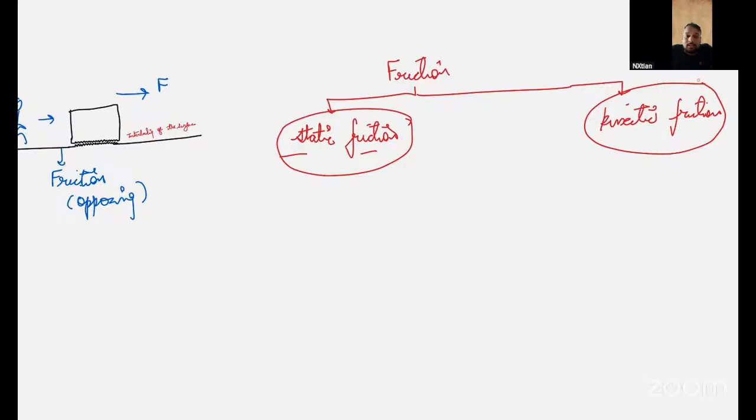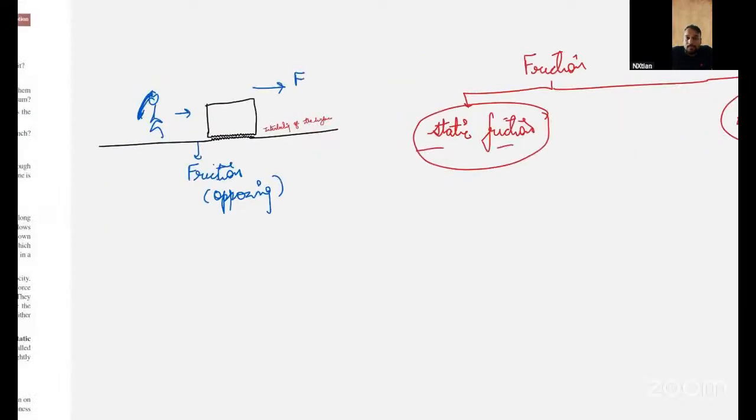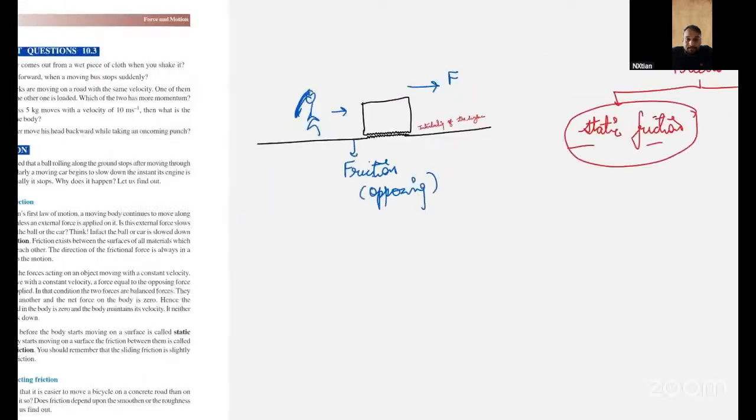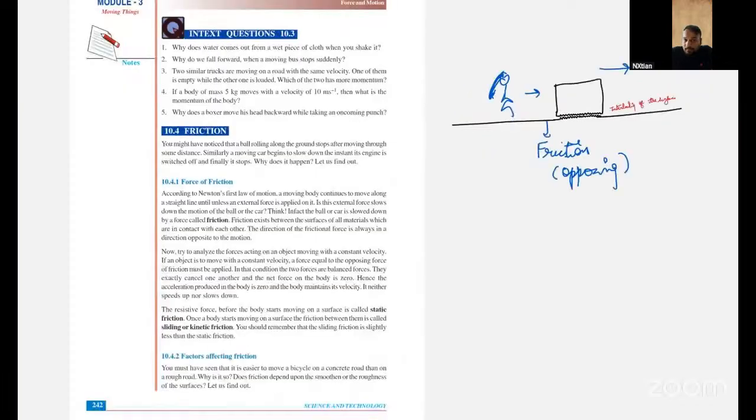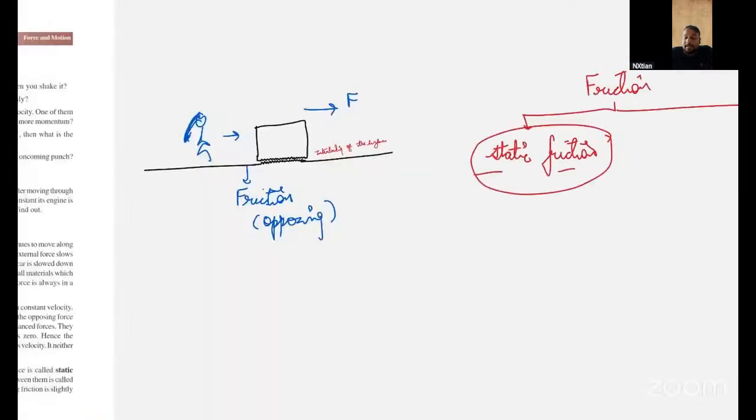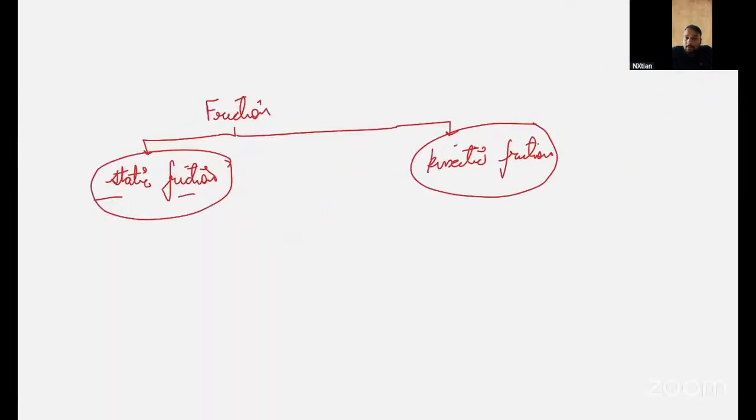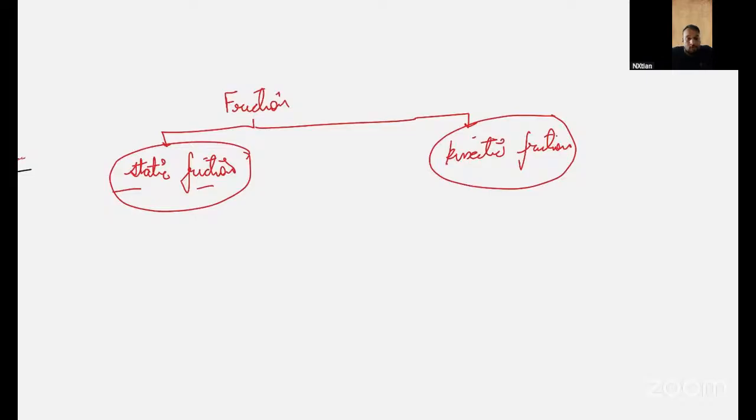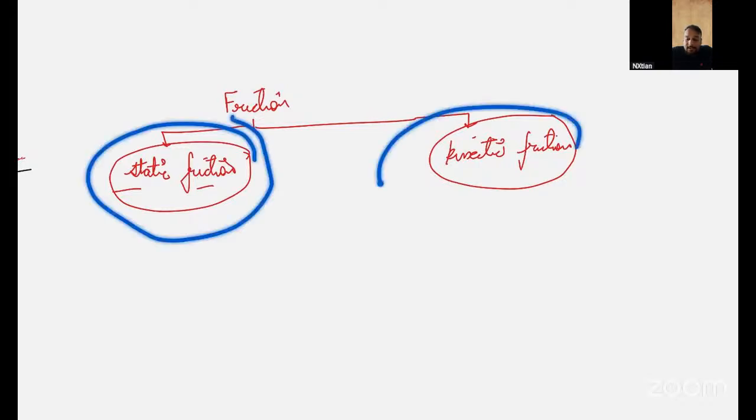Are you with me? Did you understand, Joshua? No. No? No, sir. Okay. So basically, two types of friction are there. First is static friction. You understood the friction, no? Yes. Two types of friction are there. First is static friction. Second one is kinetic friction.